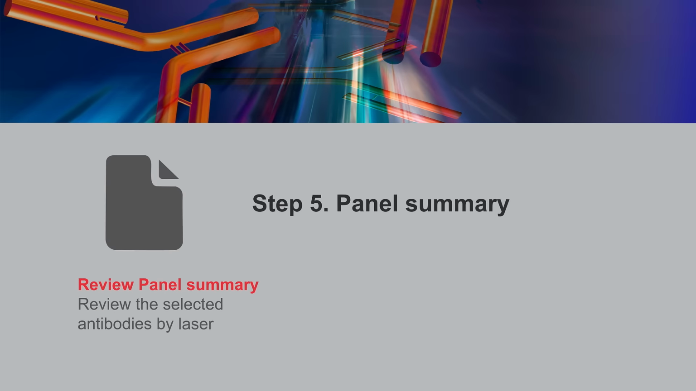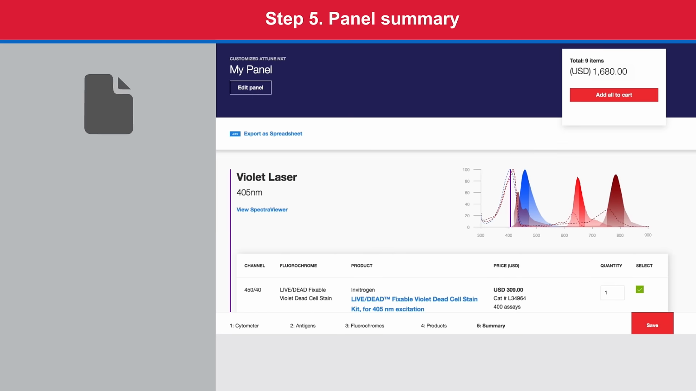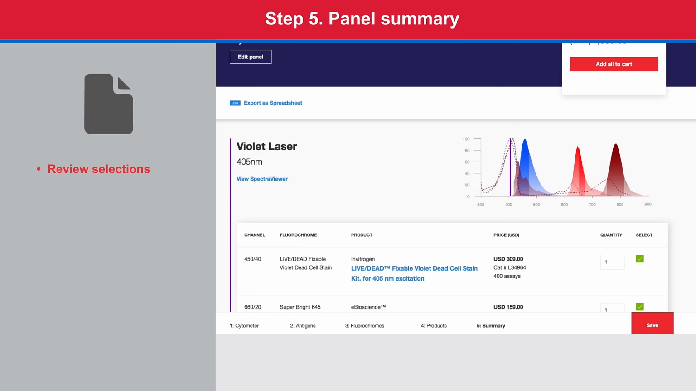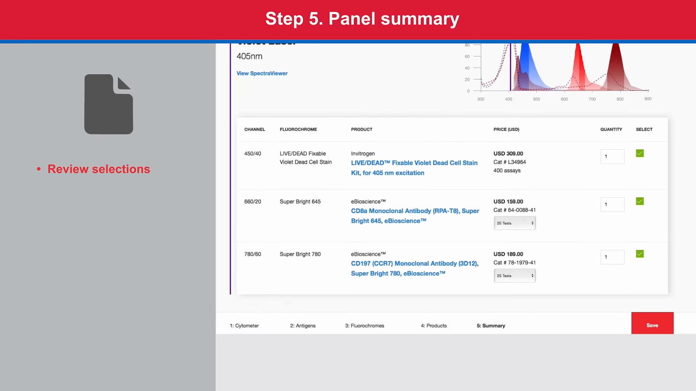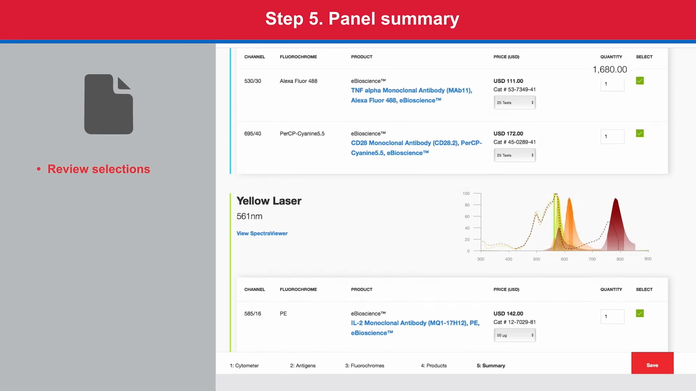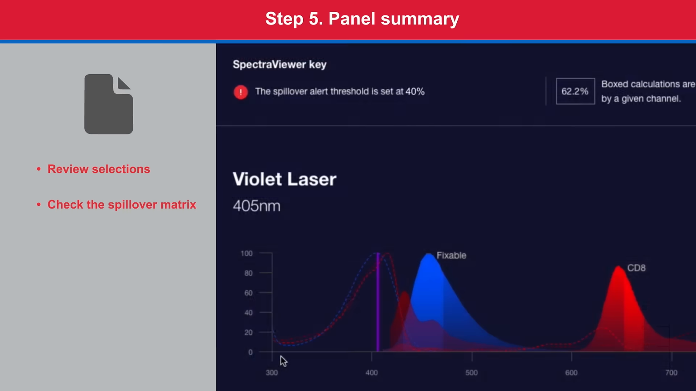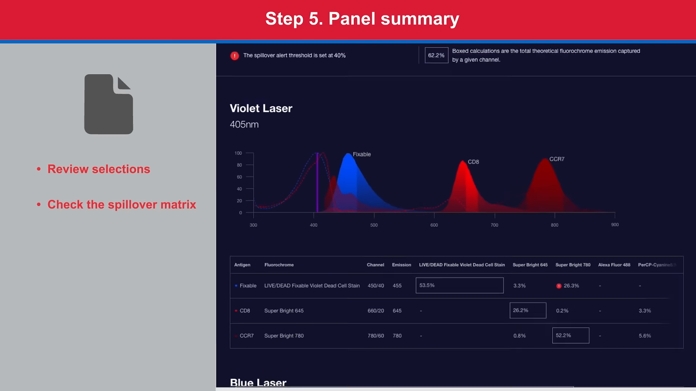Step 5. Panel summary. After completing product selection, Step 5 allows you to review all of your selected antibodies per laser type and the resulting excitation spectra to be captured by the filter sets of your cytometer. Want to review the spillover matrix? Simply click the Spectra Viewer button to see the matrix. Note that the spillover alert threshold has been set to 40%.